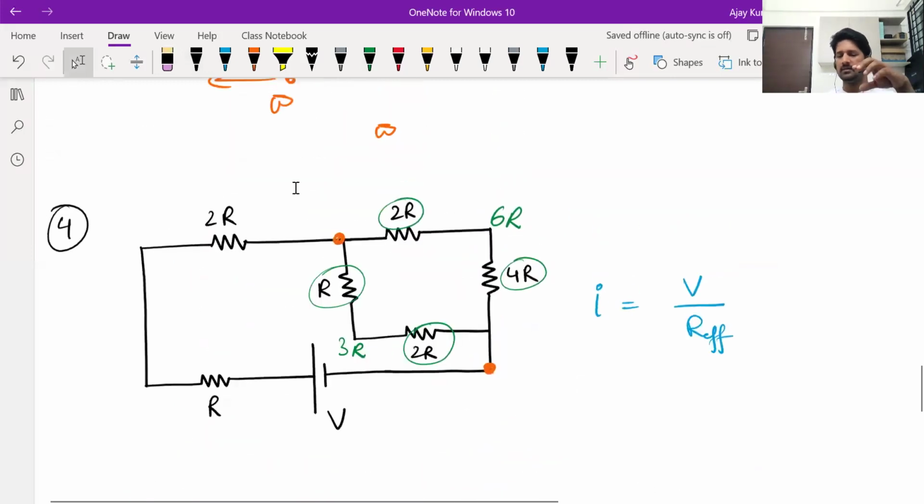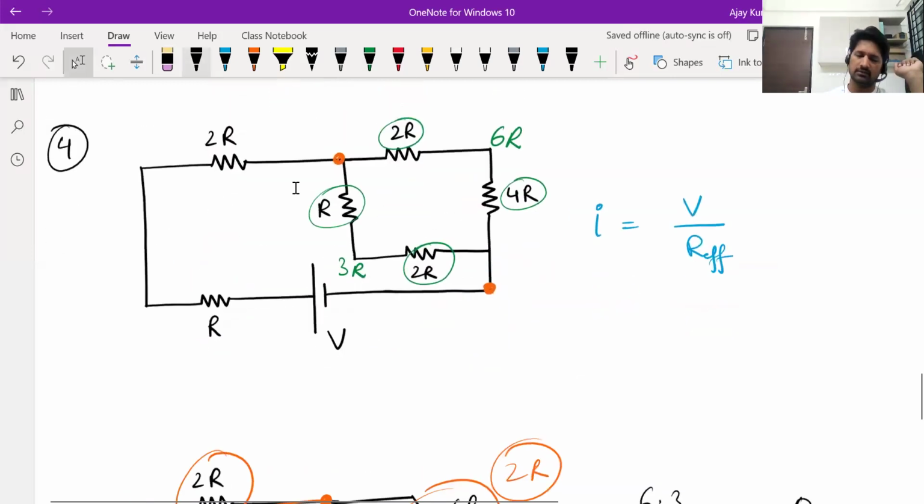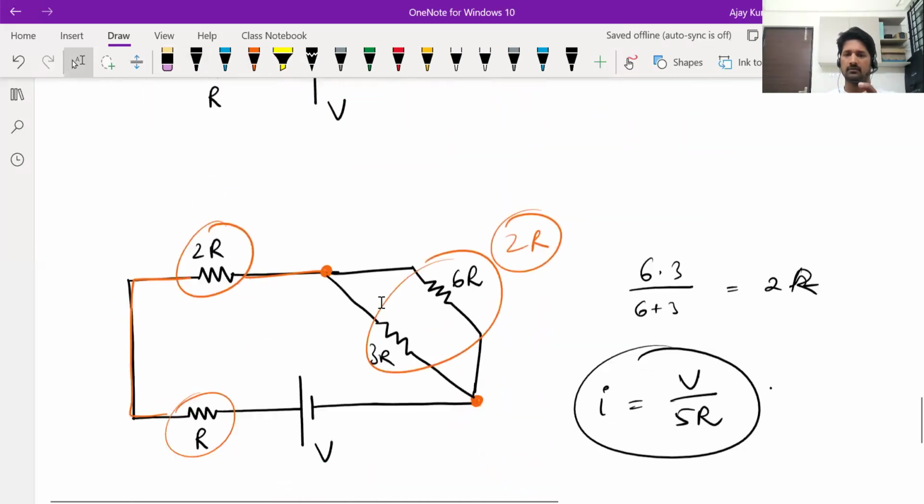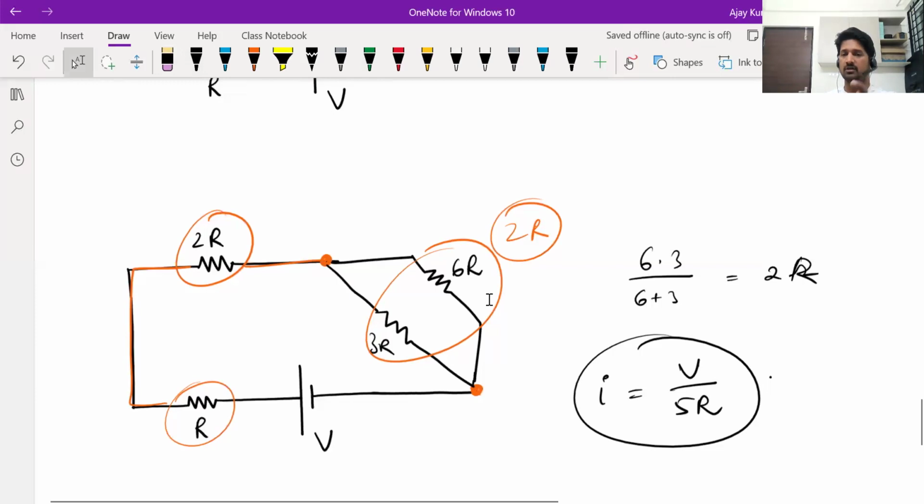Okay, we first simplified the Wheatstone bridge. There was another R here. We saw that it was a balanced Wheatstone bridge, so we ignored that middle resistor. The Wheatstone bridge was connected between those two orange dots. The effective resistance of that Wheatstone bridge became 2R. So between those orange dots there is a 2R, and there are another 2R and R in the circuit. So the total resistance is 5R. Isha, any doubt in this? No, sir. Okay.